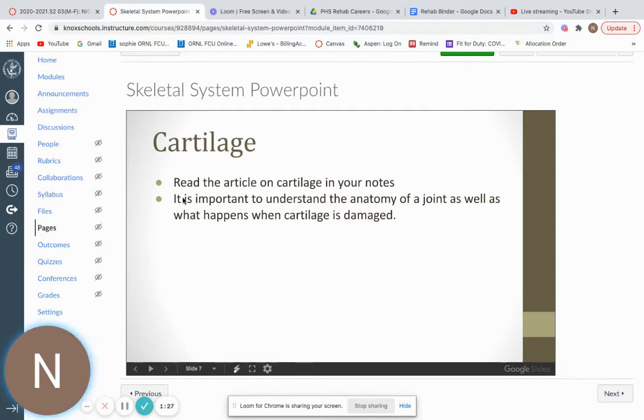We're going to talk about why it's important to understand what happens when a joint degenerates. There isn't an article anymore. And we know that the type of cartilage that we mostly care about in this class is hyaline cartilage, because it's on the ends of each bone where the joints meet together.